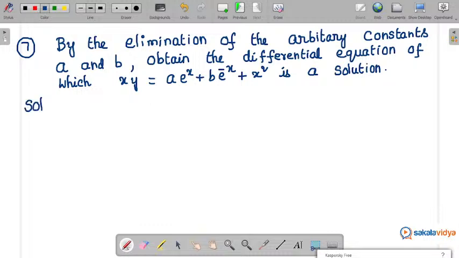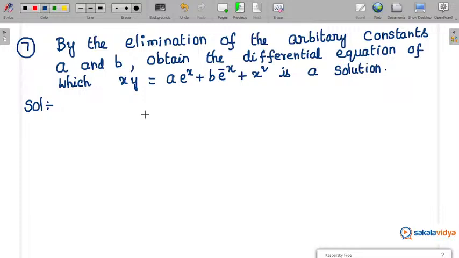Solution. So what is the solution? This is the given equation.